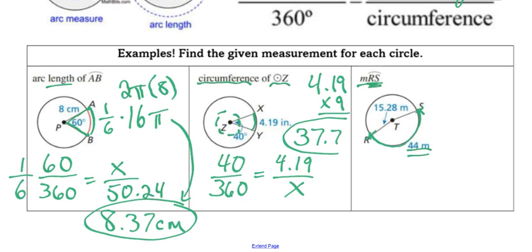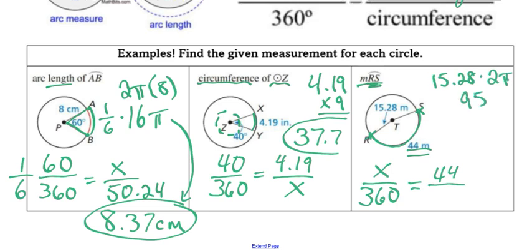We're trying to find the measure of that angle. So I don't know the measure of the angle right now, but I know it's out of a total of 360. And then I know it's equal to 44 out of the total circumference. That's the number that I actually need to find before I can solve this proportion. So 15.28 is the radius. I'm going to do that times 2 and then times pi. Find out that my full circumference is 95.96.